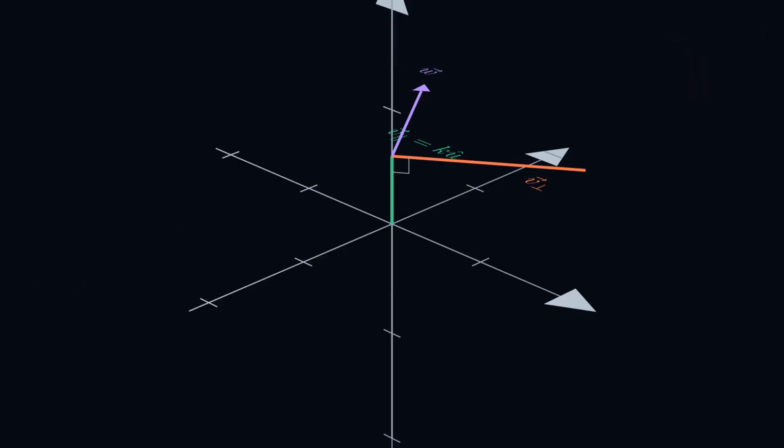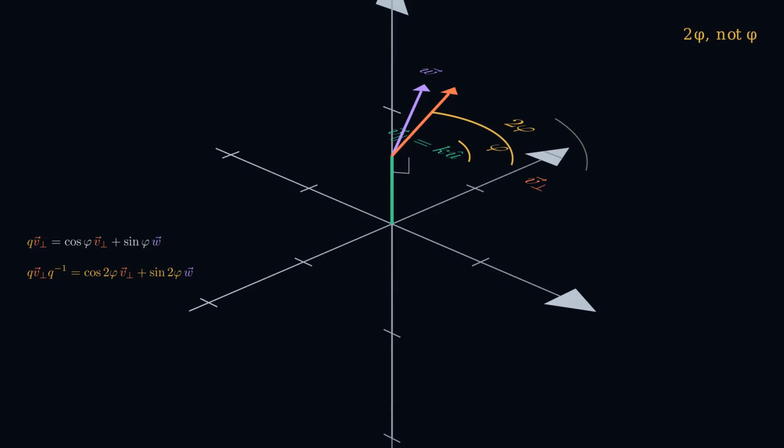Now run the perpendicular piece through the same sandwich. QV perpendicular equals cosine phi V perpendicular plus sine phi W. QV perpendicular times Q inverse equals cosine squared phi minus sine squared phi, V perpendicular plus 2 sine phi cosine phi W. That's cosine 2 phi, V perpendicular plus sine 2 phi W. There it is. The perpendicular piece rotates by 2 phi, not phi.